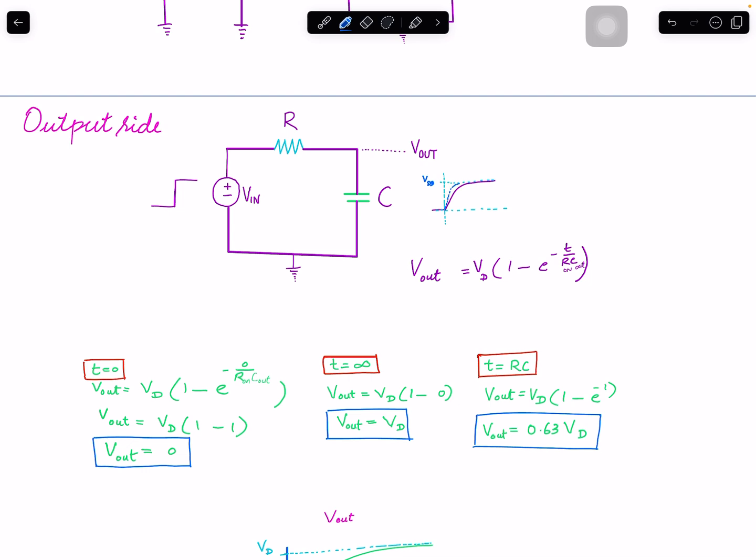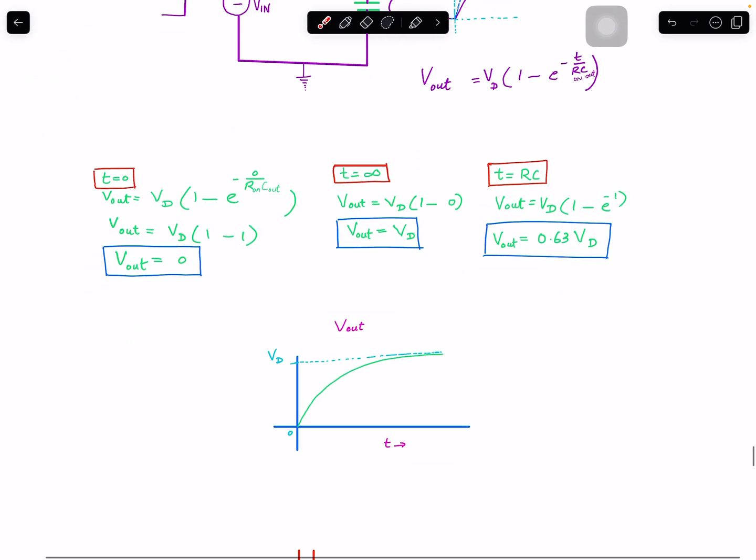And the closer you want to bring this one to the input, the smaller RC is needed. So this multiplication of RC, which is called the time constant, is super important. We want to reduce it. That will reduce the delay, because think of that. Oh yeah, I had a bigger picture here.